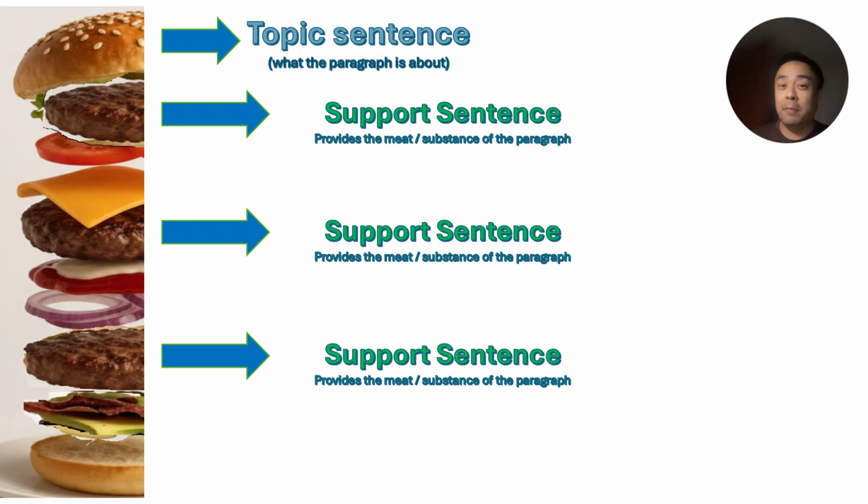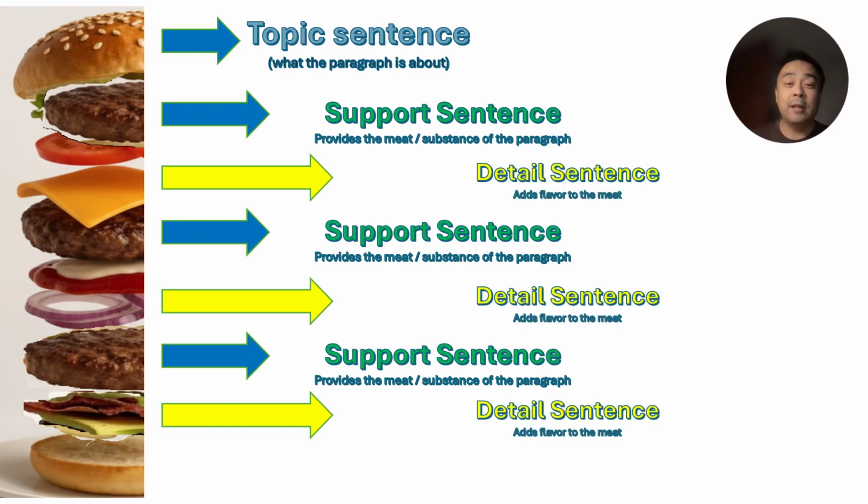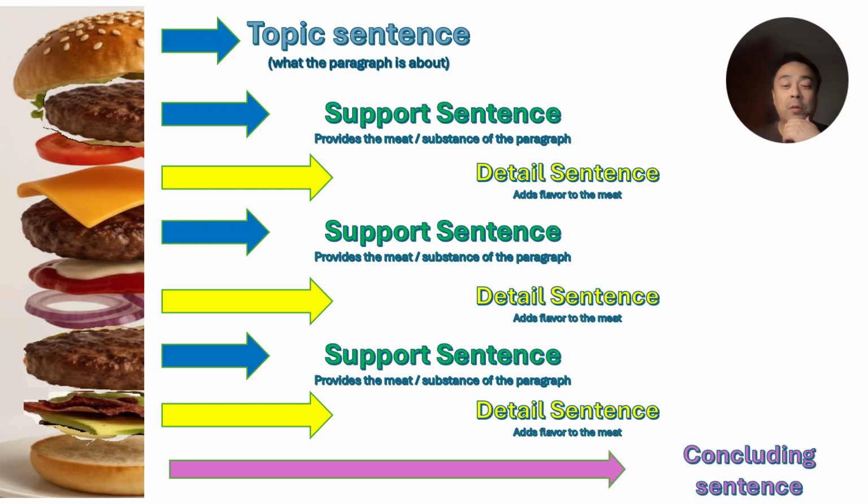Now, we don't stop there. It's not enough to present three related ideas about the topic sentence. We need to give some flavor. And to do that, we look at the detail sentences, which add the who, what, when, where, why details that explain or describe support sentences. Now, not all paragraphs require you to give a bottom bun, but some do. So we call this the concluding sentence. It basically summarizes or wraps up the whole paragraph in one sentence.